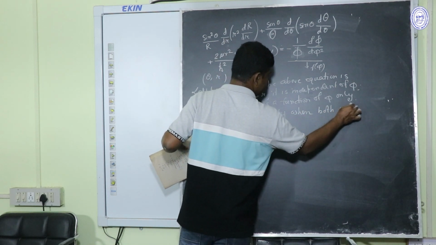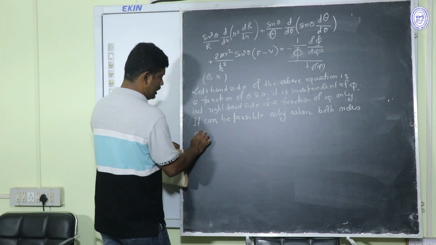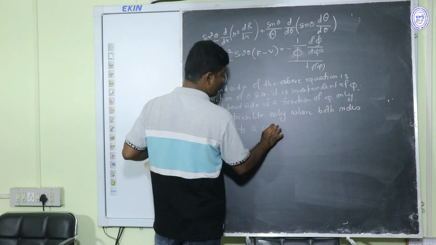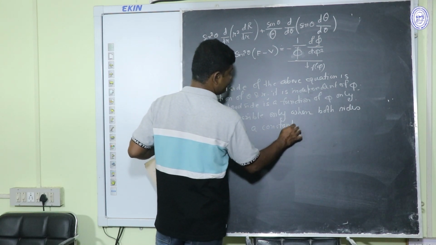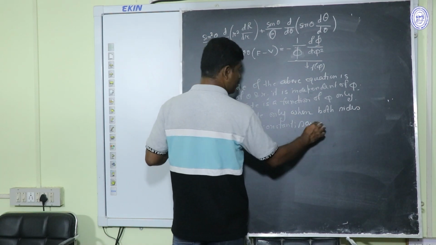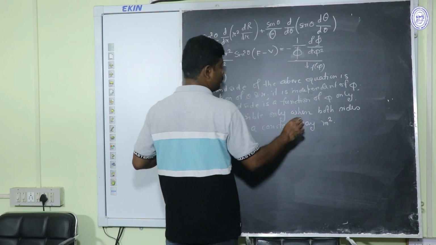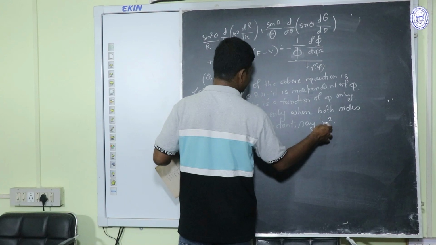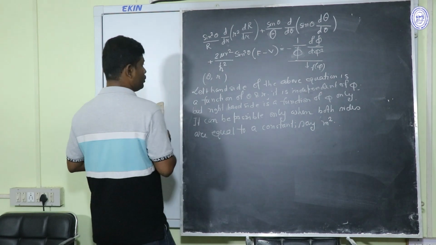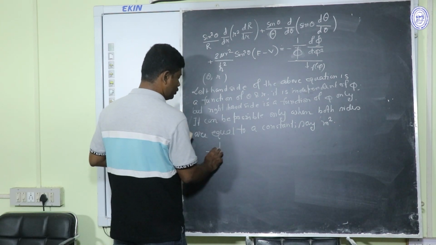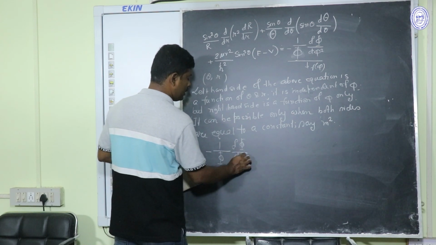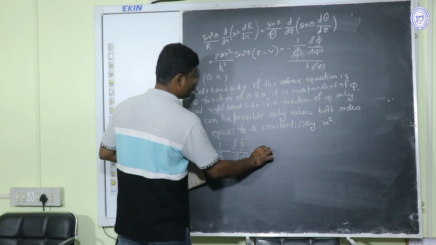both sides are equal to a constant, say this constant is m square. For simplicity we have taken it as a square, we could also take it as m. So we can write −(1/Φ) d²Φ/dφ² = m².